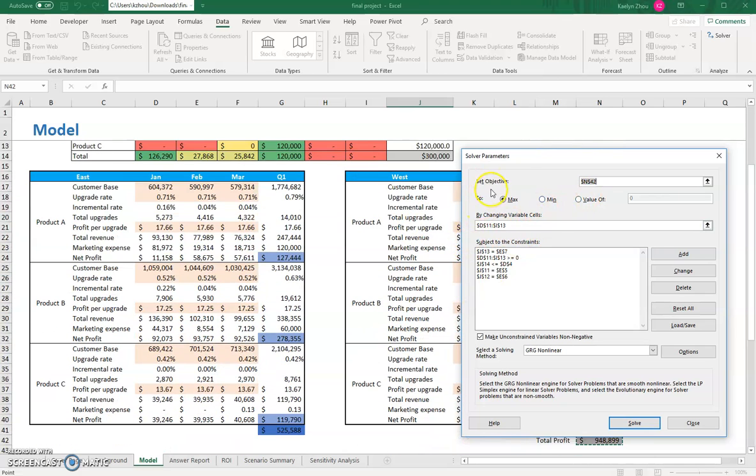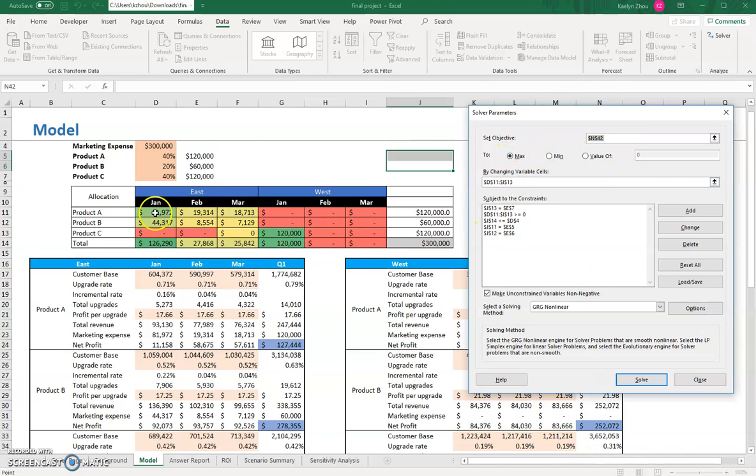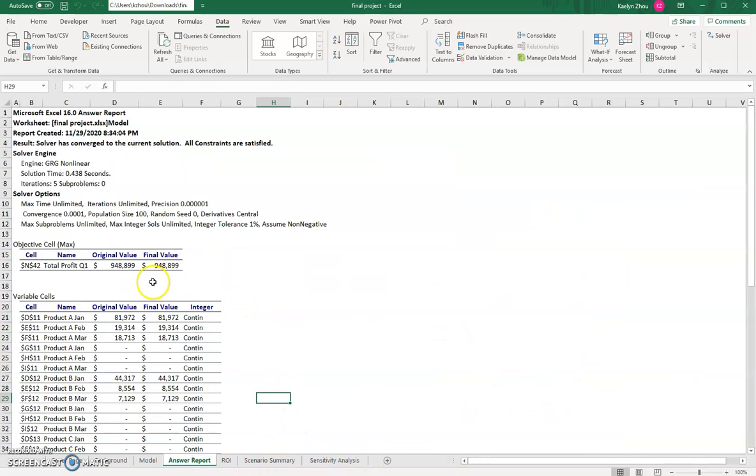I set the objective to the total profit, to the maximum, by changing the values here, D11 to I13, and these are the constraints they have to meet. For each individual product type, their marketing expense has to equal these numbers, and for the total, it has to be less than or equal to 300,000, and all of the numbers here have to be greater than or equal to 0. After I hit solve here, we will have the answer report.